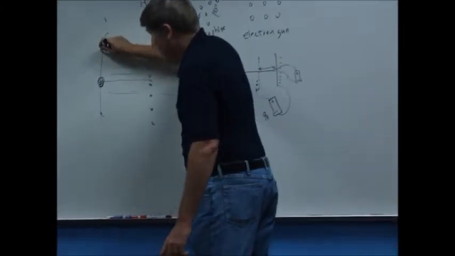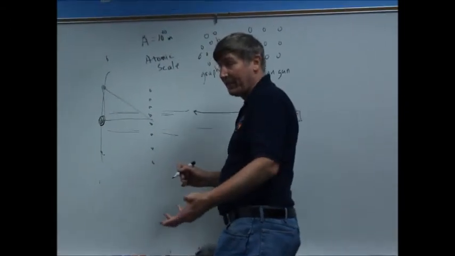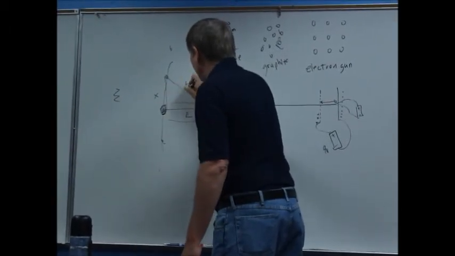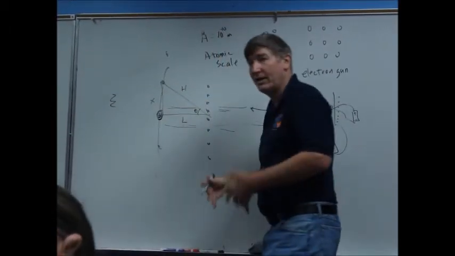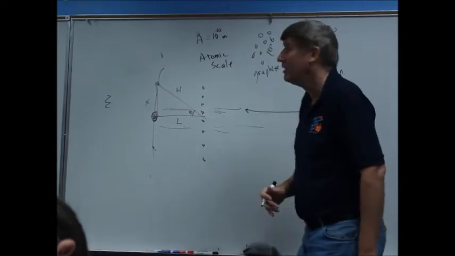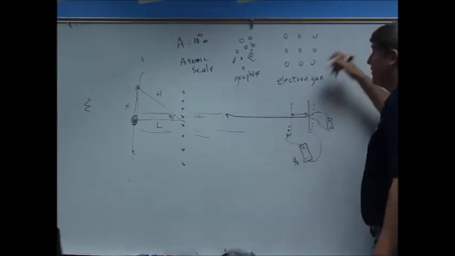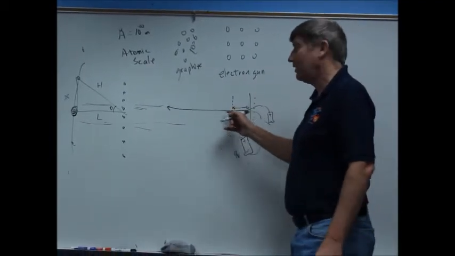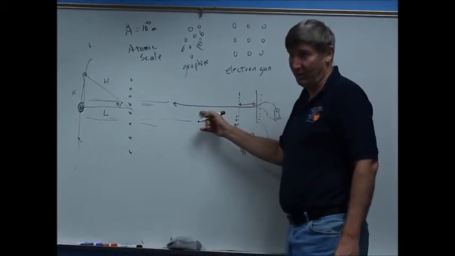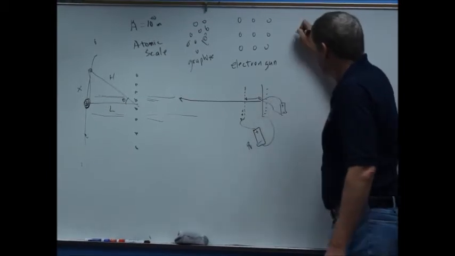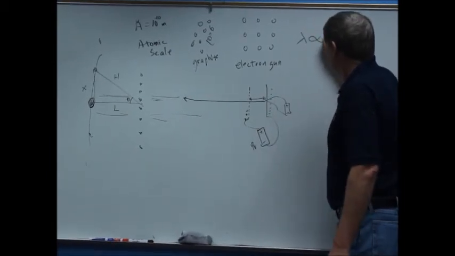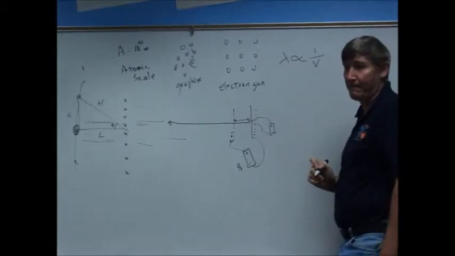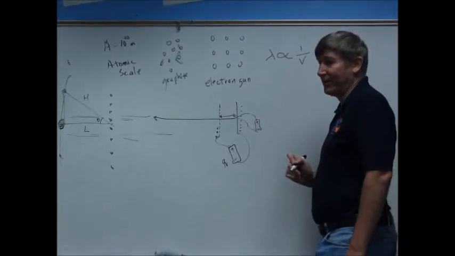Scientists did a bunch of experiments, and they shot these electrons through the diffraction grating and measured the same things that you measured when we did the lab ourselves. So this here was L, and this was X, and this was H. Then you can measure what theta was, and you remember how it worked. Okay. So they were able to measure the wavelength, and what they found was that the wavelength depended on the velocity of the electron. The wavelength was proportional to 1 over the velocity.